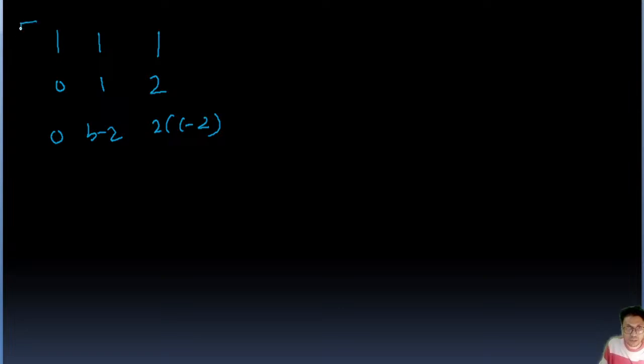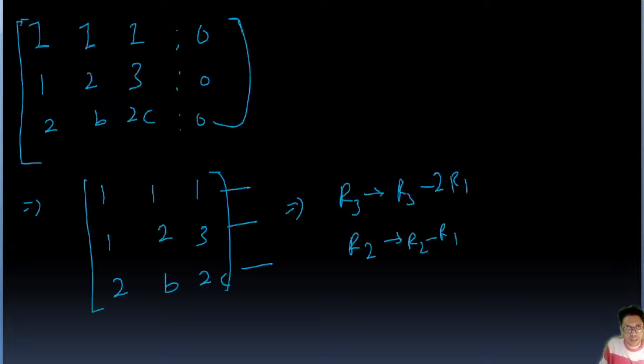So it is going to be, after this operation, 1 1 1, 0 1 2 and 0 B minus 1, C minus 1. Okay, this is the matrix we will get after this operation.